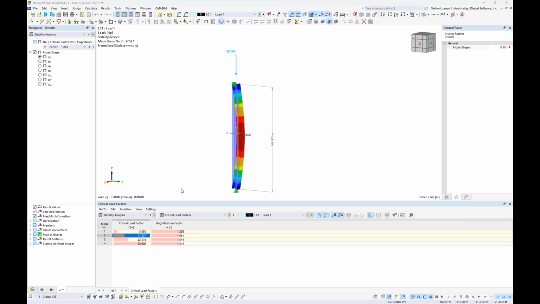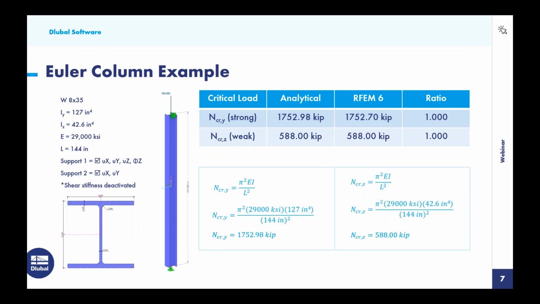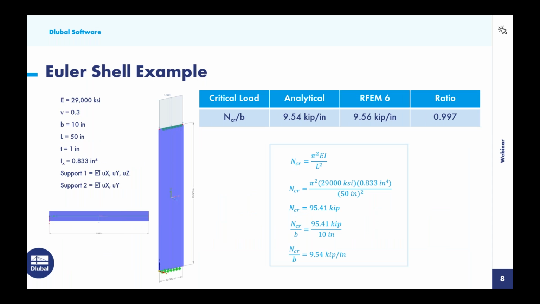So we take this information back to the PowerPoint here to compare to the analytical calculations that we've carried out within this slide. And we can see that compared to the Euler buckling formulas with RFEM 6 comparison, we're getting a ratio of 1.0. So I think it's important to understand how we're carrying out this structure stability for simple flexural design here for the stability modes.